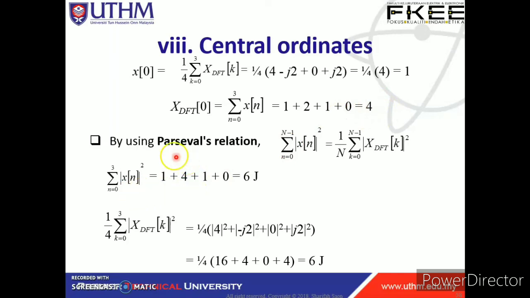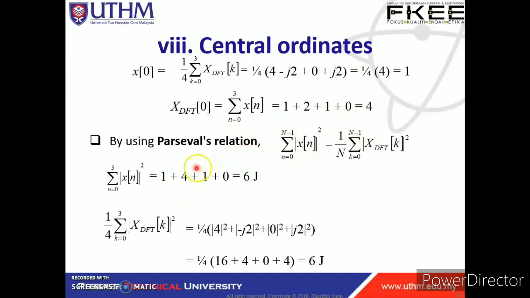Okay, the last question is regarding the Parseval relation. This is the equation, and it is also in the table of DFT properties. The question asks you to prove the Parseval relation. In the table of properties, we have the summation of n equals 0 until 3 of the discrete signal x[n] to the power of 2. Our discrete signal is 1, 2, 1, 0.